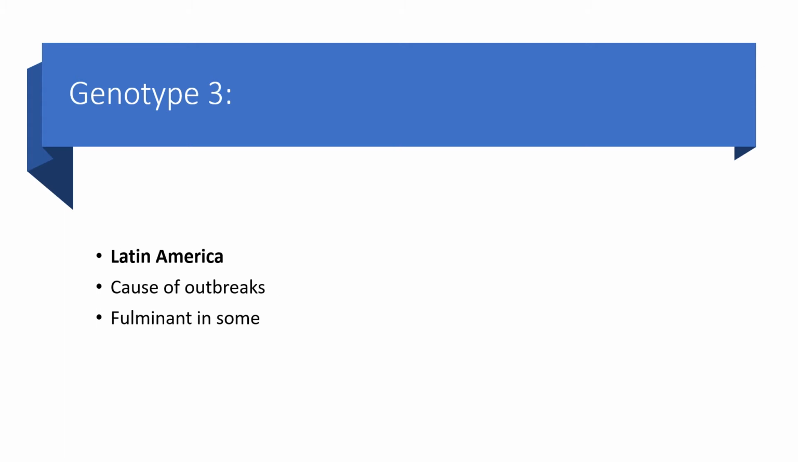Genotype 3. This could be found in Latin America. This is responsible for hepatitis D virus outbreaks in Latin America, and it could be responsible for the fulminant hepatic failure in some patients with hepatitis D virus.